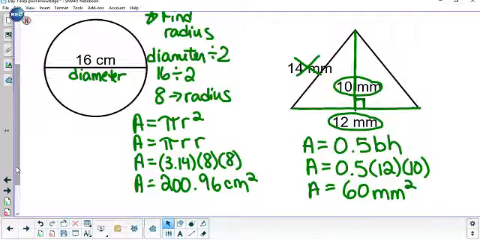So we have reviewed some of the basic shapes that you will be needing in this outcome. To make sure that you understand how to use them, please now try the practice.